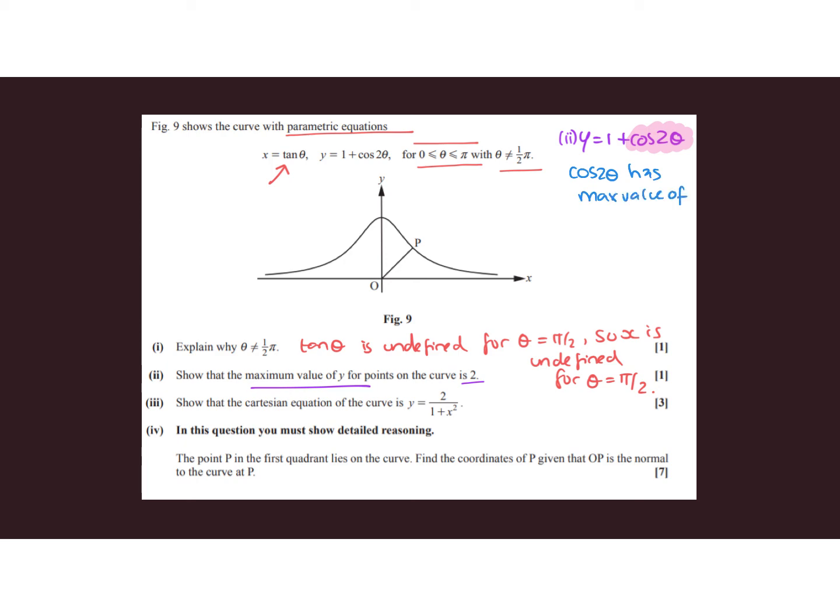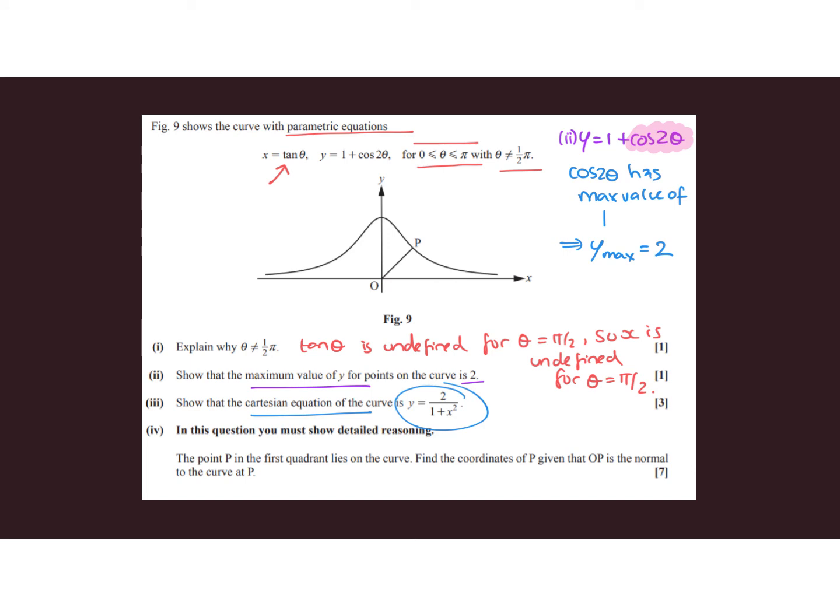Doesn't matter that there's a 2 theta there, that just alters the frequency, not the amplitude. So cos 2 theta has a maximum value of 1, which means that the maximum y value is 1 plus 1, or 2. Right, part 3, show that the Cartesian equation of the curve is given by this result here.